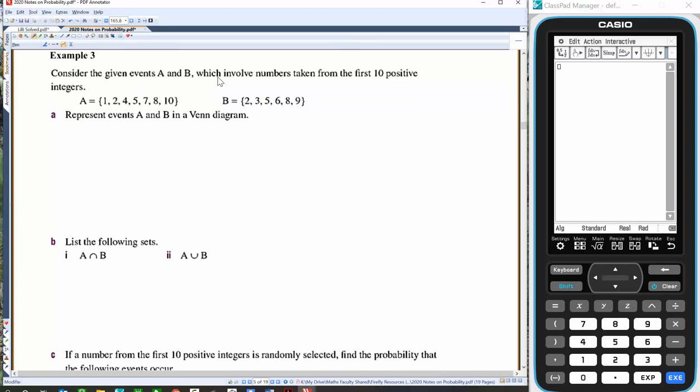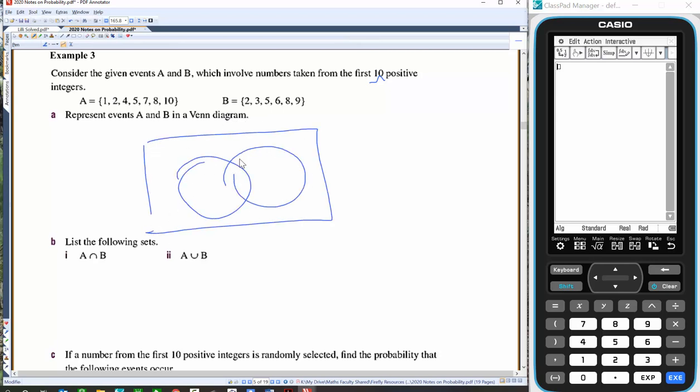Consider the given events A and B which involve numbers taken from the first 10 positive integers. So the universal set is going to be 1, 2, 3, 4, 5, 6, 7, 8, 9, 10. All right, represent the events A and B in a Venn diagram. So let's put it together. There's A, there's B. It's a pretty bad circle, I'm not happy with that.